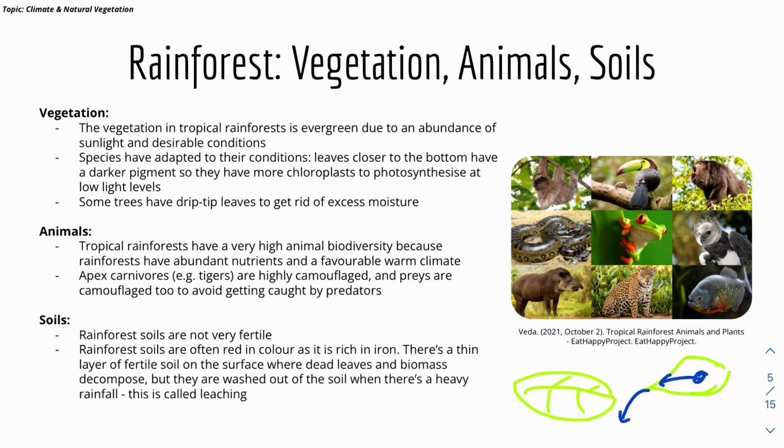And here are some more notes on the soil of the rainforest. They are not very fertile, and rainforest soil is often red in color as it is rich in iron. So basically there's a thin layer of fertile soil on the surface where dead leaves and biomass decompose, and these are very fertile. But because there's a high rainfall rate in the rainforest, this rich and fertile soil gets washed away by the rain, and this is called leaching.